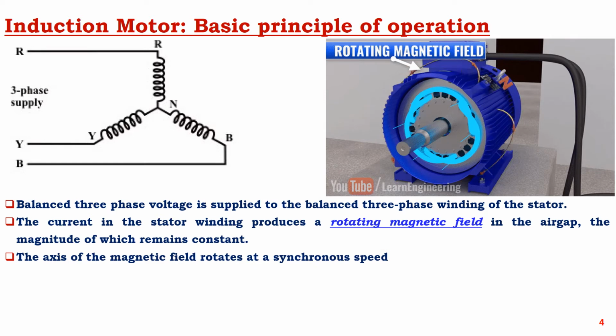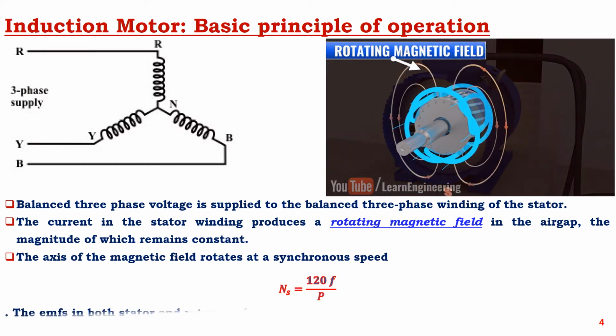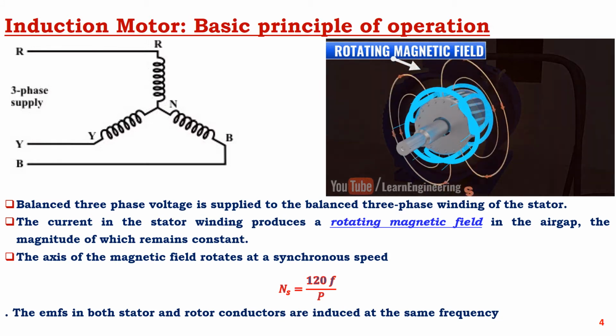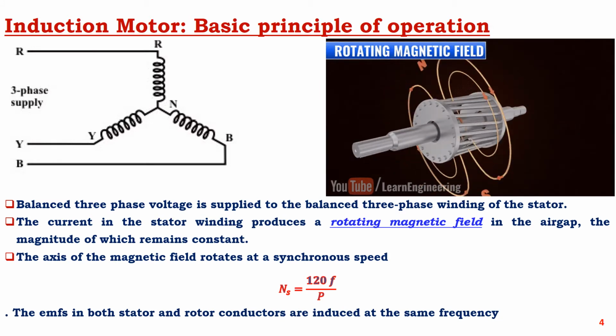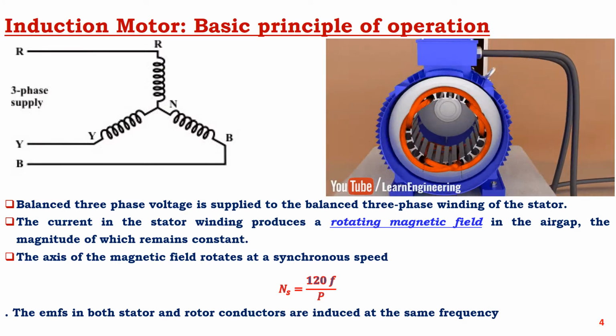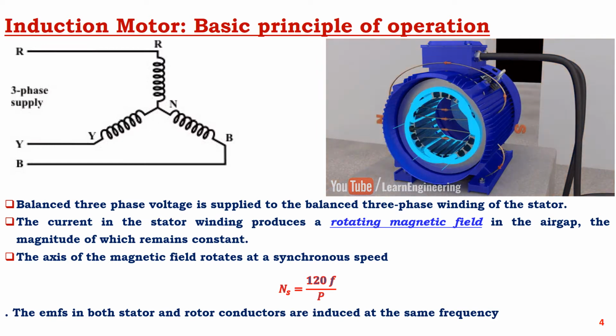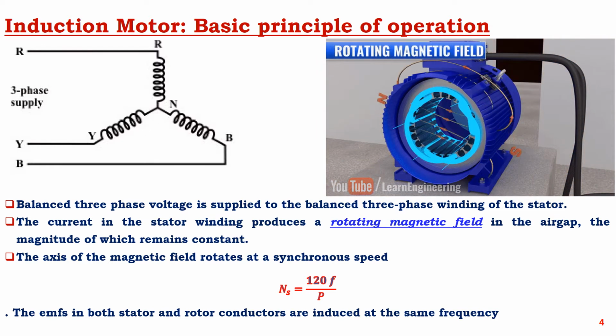Balanced three-phase voltage is supplied to the balanced three-phase winding of the stator. The current in the stator winding produces a rotating magnetic field in the air gap, the magnitude of which remains constant. The axis of the magnetic field rotates at a synchronous speed, N = 120 f / P. The EMF in both stator and rotor conductor are induced at the same frequency.